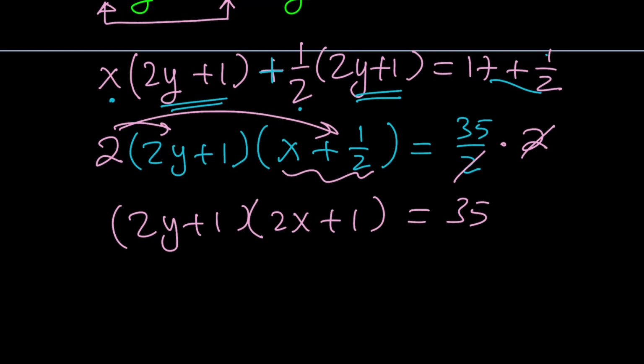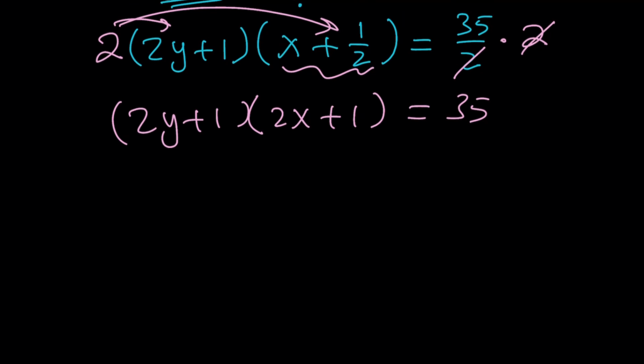You know why? Because 2x plus 1 and 2y plus 1 are both odd numbers. Beautiful. And 35 is an odd number, which means all the factors are going to be odd numbers. Beautiful. So let's just go ahead and list them. I can start with 1 and 35. I mean, 2, 3, 4 doesn't go, but 5 does. The other factor will be 7 in this case.